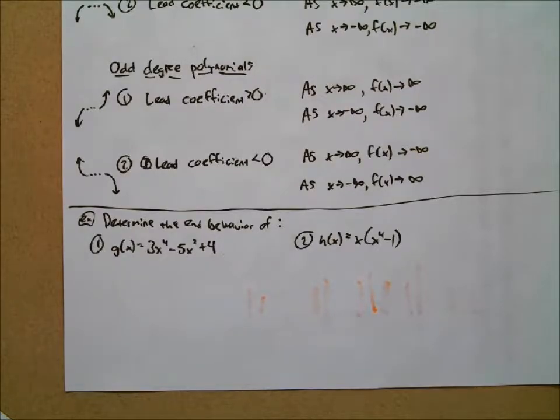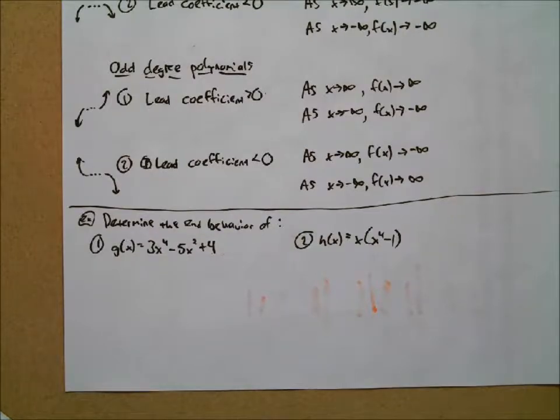Okay, so number 1, we have to look at 2 things here. We have to look at the degree and the lead coefficient. What is the degree in number 1? 4. Okay, highest power term is 4. And what is the lead coefficient? 3, which is positive. Exactly right, because that is the key piece of information.